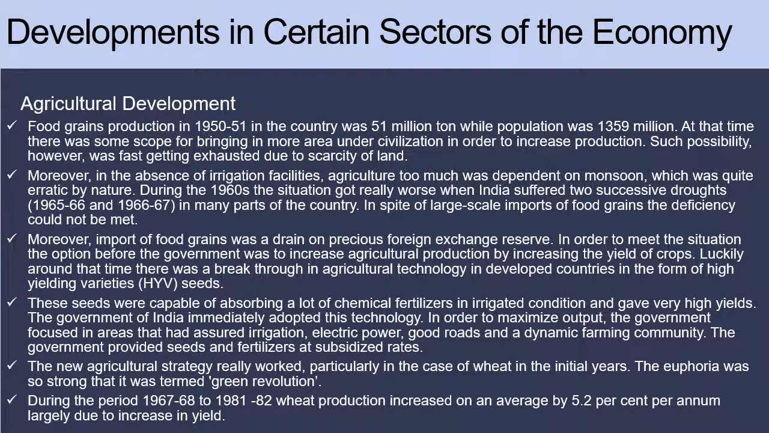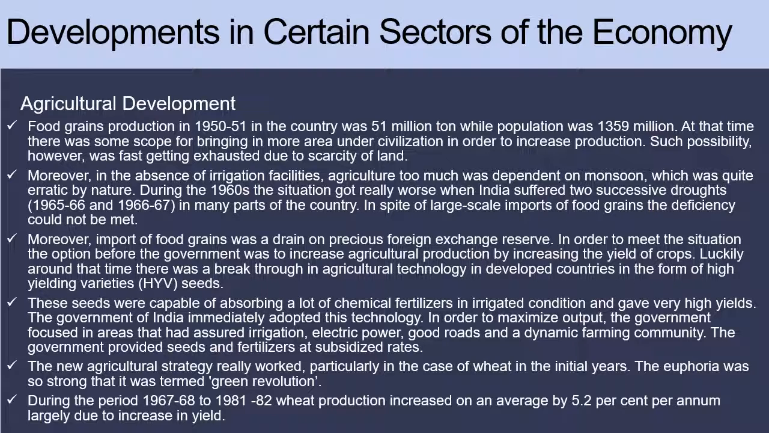Agricultural development. Food grains production in 1950-51 in the country was 51 million ton while population was 1,359 million. At that time there was some scope for bringing in more area under cultivation in order to increase production. Such possibility, however, was fast getting exhausted due to scarcity of land. Moreover, in the absence of irrigation facilities, agriculture was too much dependent on monsoon, which was quite erratic by nature.